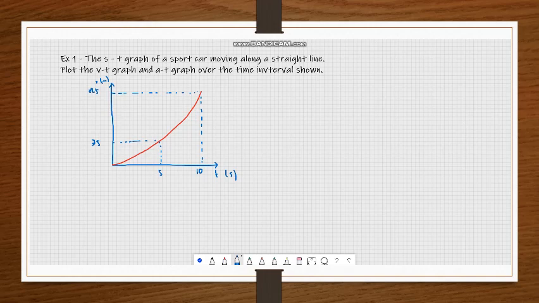Alright, let's try to solve this question. Before we solve it, we need to know how this curve behaves, or the function of this curve. S from 0 to 5 behaves like 3t squared, and from 5 to 10 the position function is 30t minus 75.